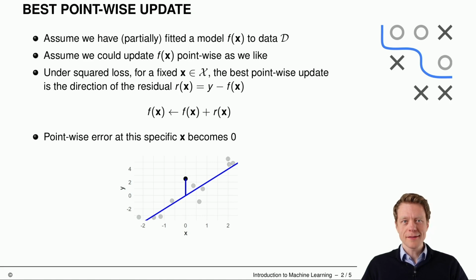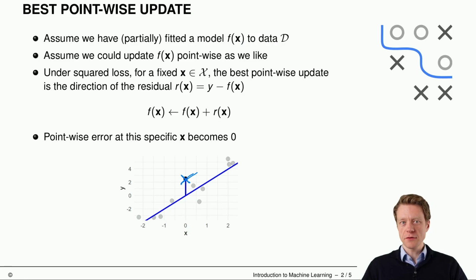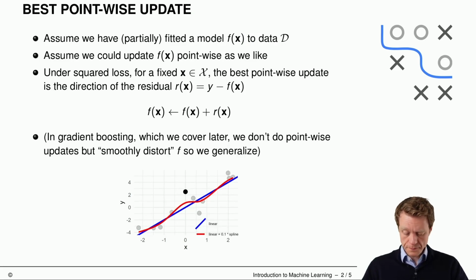So I guess that's the nicer plot of the same thing I just drew. The pointwise error at this specific x is now 0 because f of x and y are the same here. So we have improved the model considerably, perfectly, but just for x is 0. Of course, we don't really want these very non-smooth functions.